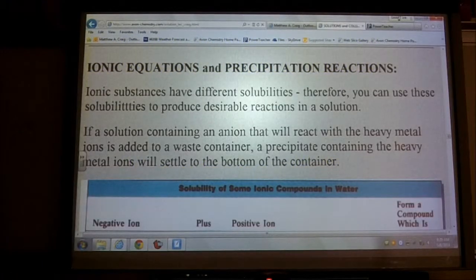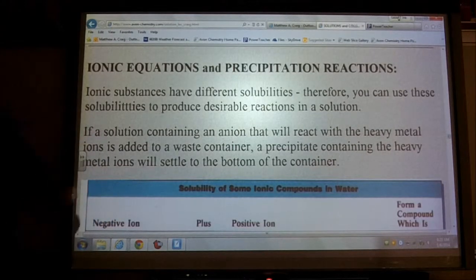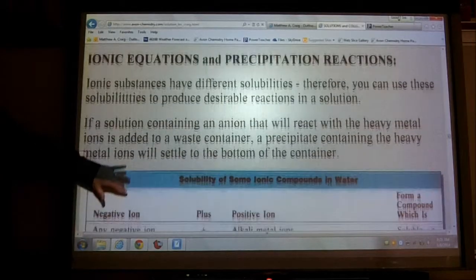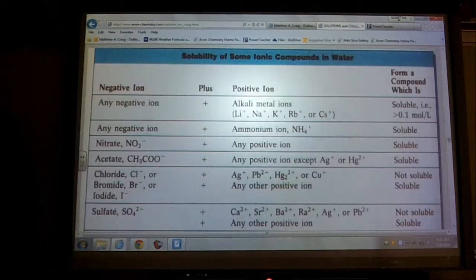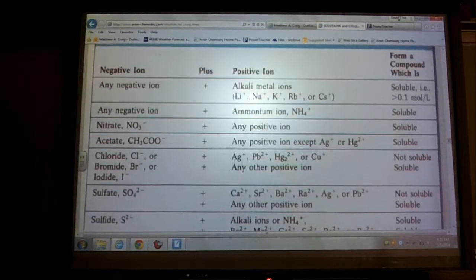And how ironic that we're actually talking about ionic equations, and we get to revisit one of our favorite topics, PPT reactions. So that means we get to look at this table again, or use this table again. Now remember, you have access to this table. Unfortunately, you don't have to memorize this table.